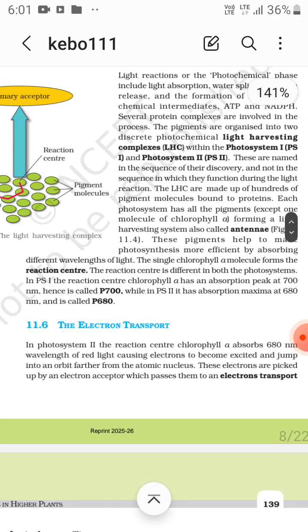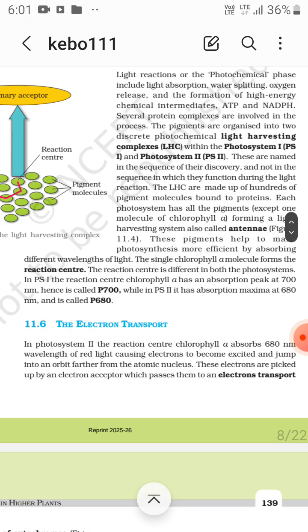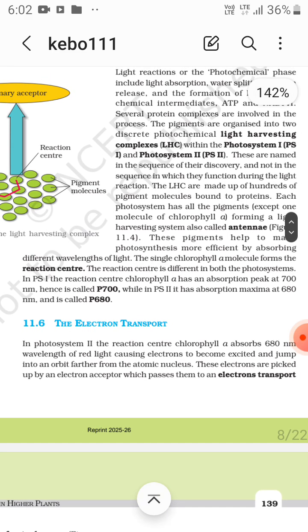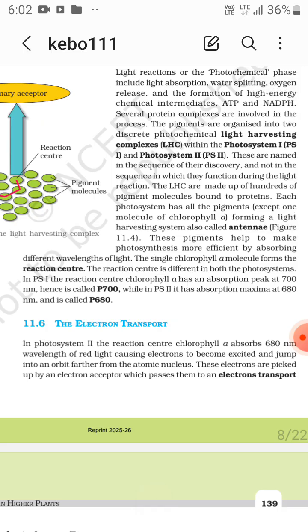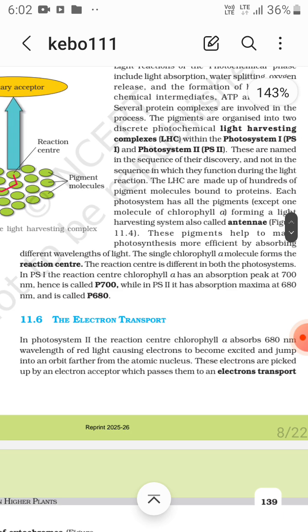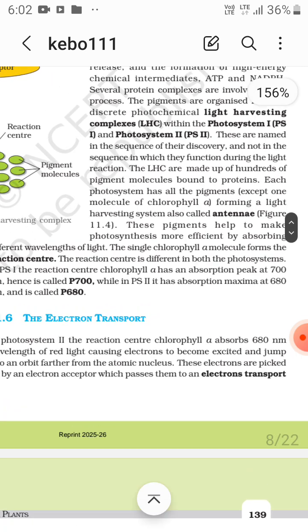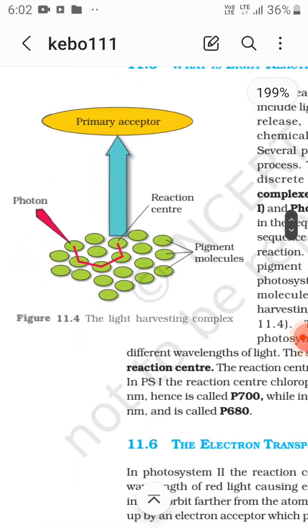The reaction center is different in both the photosystems, right? In PS1, the reaction center chlorophyll a has an absorption peak at 700 nanometers, hence is called P700, while in PS2 it has an absorption maximum at 680 nanometers and is called P680. Okay, so this is it.